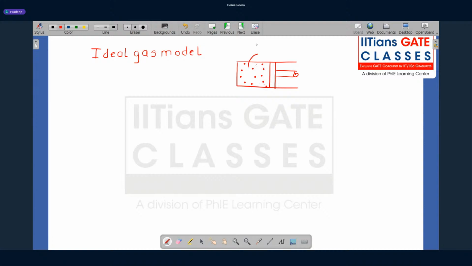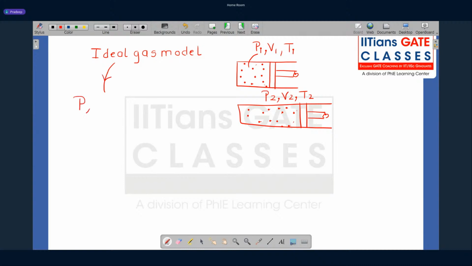At one state point, my pressure is P1, volume is V1, temperature is T1. After, let us say, the gas has expanded and it has moved to a new state. Same gas, now it has expanded and moved to a different state. Its pressure is P2, V2, and T2. So what is an ideal gas model? The ideal gas model is a model that relates the pressure, volume, and temperature of the gas. It gives us an equation which relates pressure, volume, and temperature of the gas.